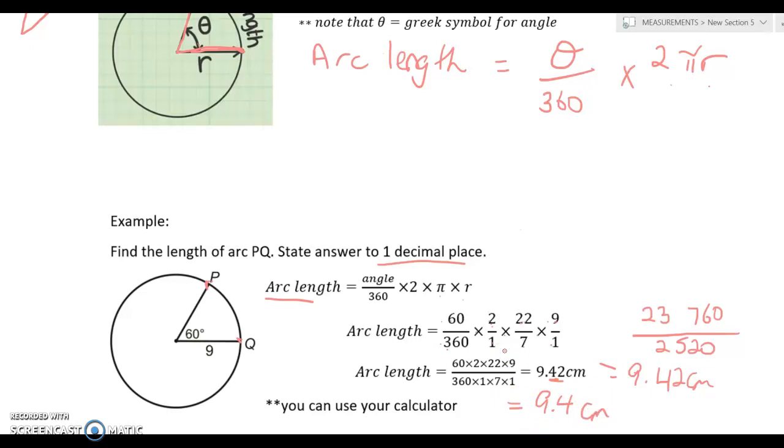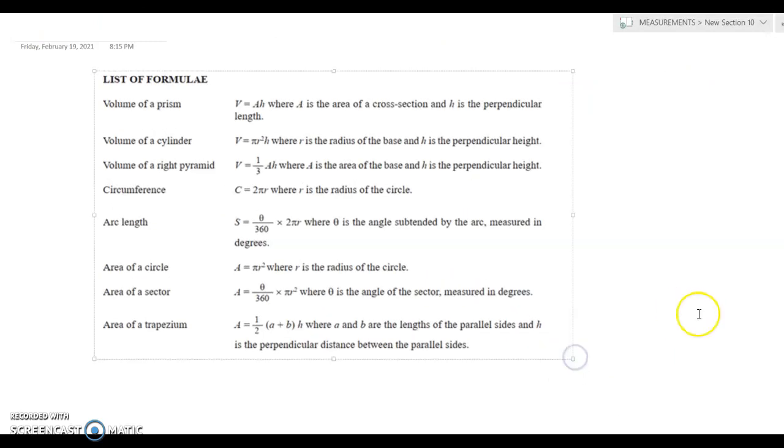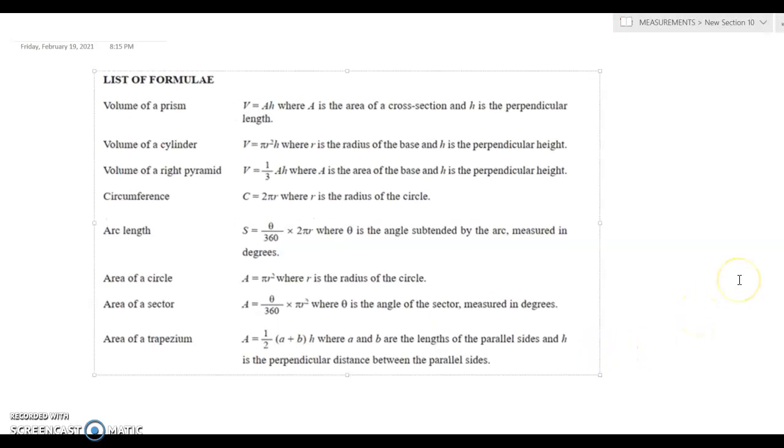Right? So before I end this video, this video covered perimeter. I want to show you some of the formulae you get from what we did so far, in the formula sheet. This is not the whole formula sheet, just a piece of it that deals with measurement. So you see we have the formula for circumference: C is equal to 2 pi r, where r is the radius.